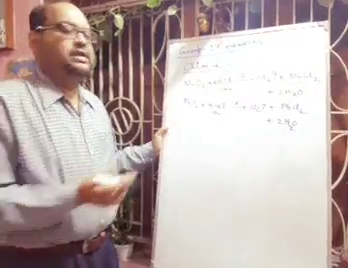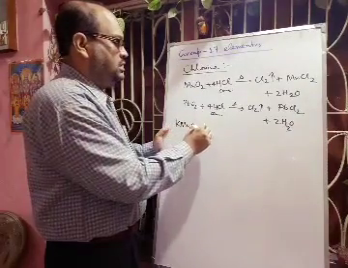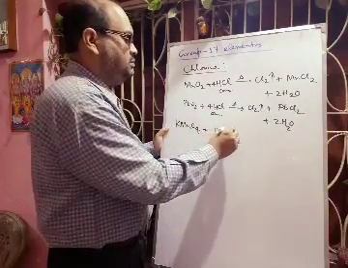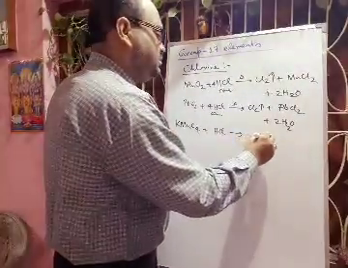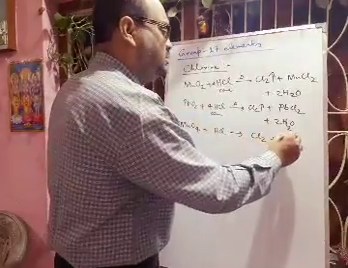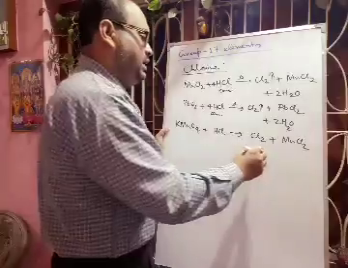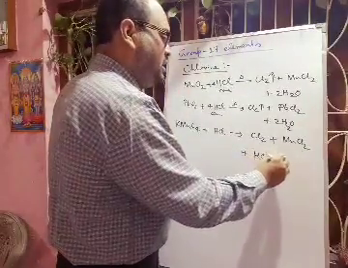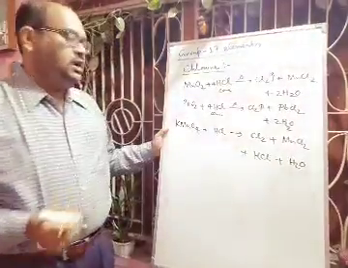When you are taking KMnO4, potassium permanganate, then definitely it will react with HCl. That will produce chlorine gas. There will be formation of manganese chloride, potassium chloride, and water. Now you have to balance this equation.